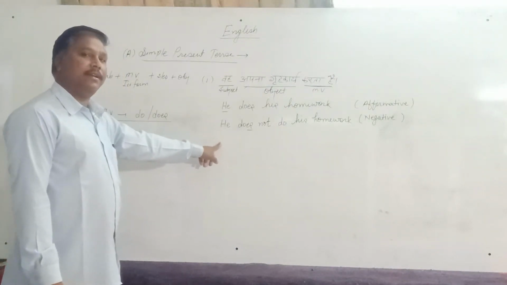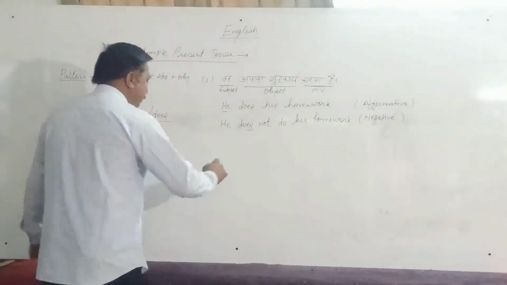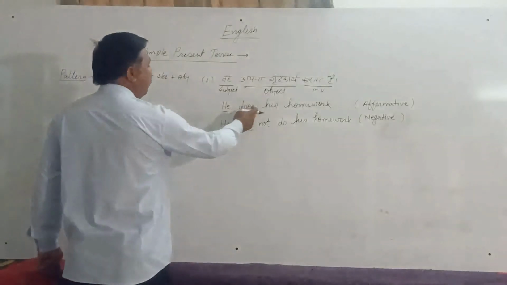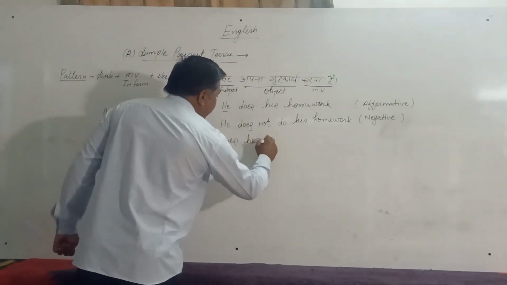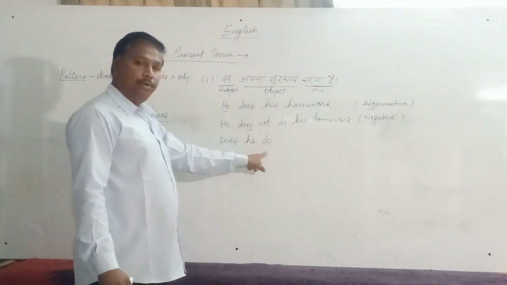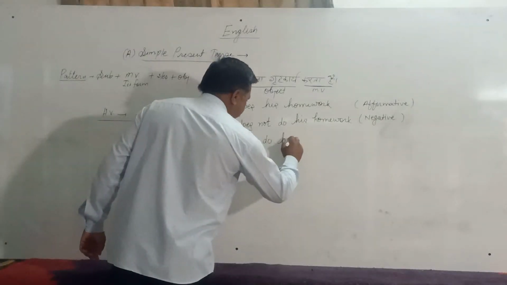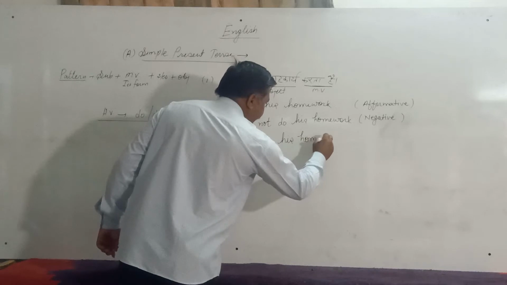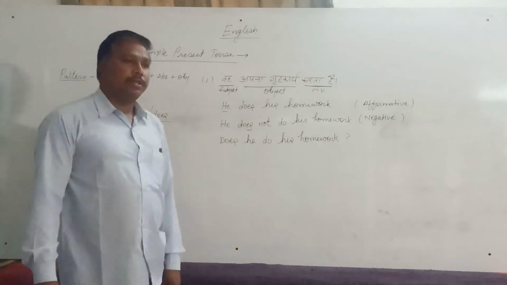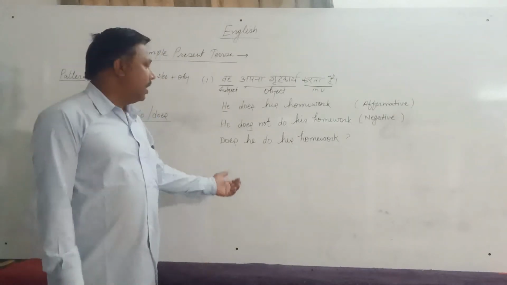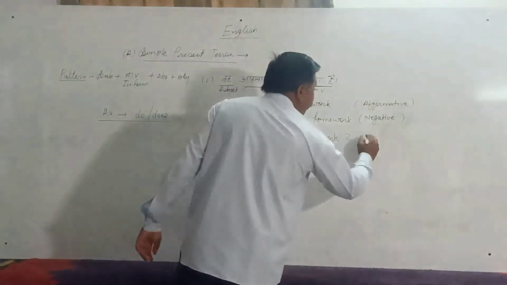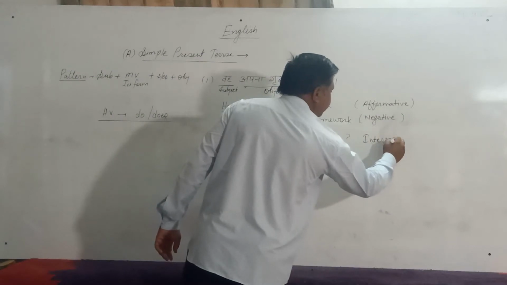So what will come here, do or does? It depends on our subject. If our subject is singular, then we have to apply here does. Does, and then remaining part, he, does will become do. It will change into do. His homework, and then put here question mark. Question mark is very important. Without it, we can't say it's an interrogative sentence. So it is interrogative sentence.